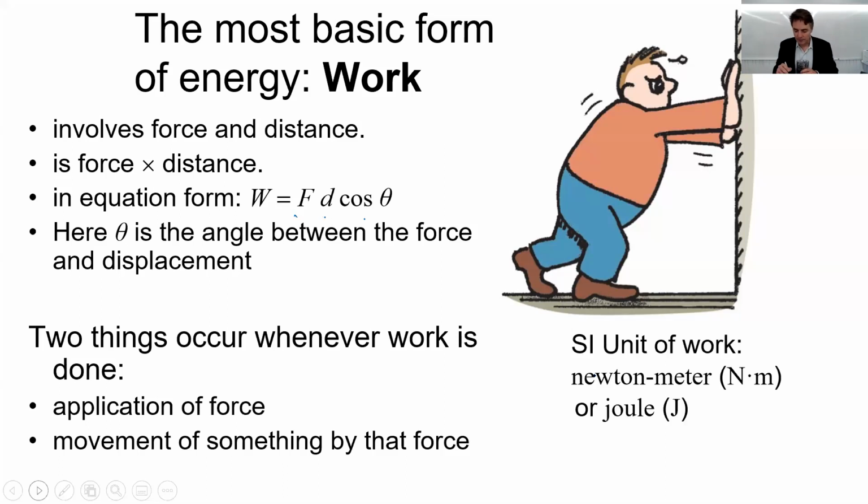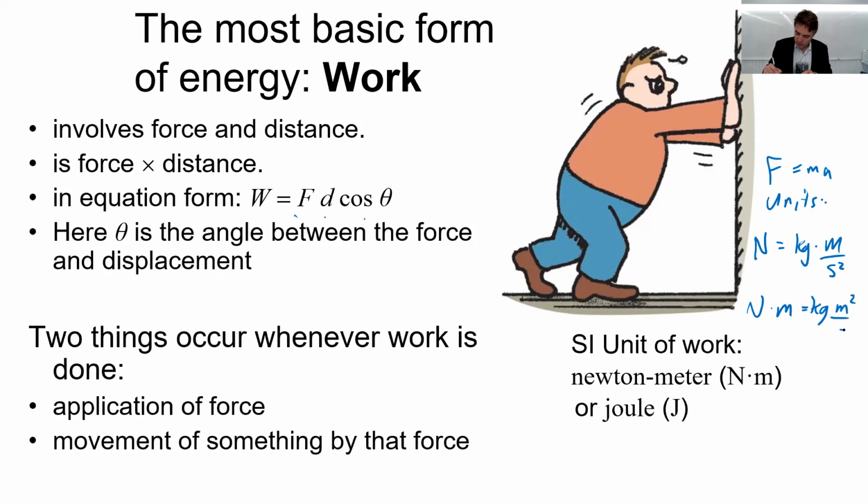And so another SI unit of work is the newton times the meter. This also equals the joule. I don't know if you remember that for F equals ma, the newton is equal to kilograms times meters per second squared. So a newton times a meter is going to be kilograms times meters squared divided by seconds squared. So that's a units check. Again, that's a joule.